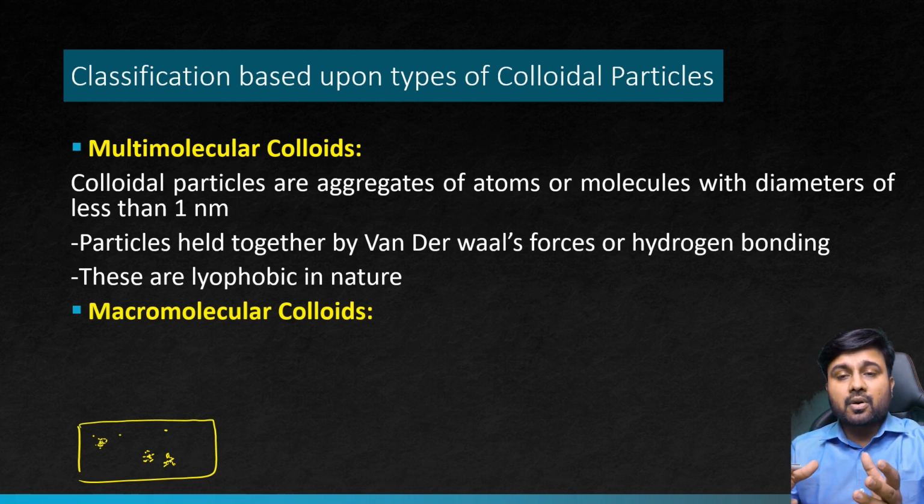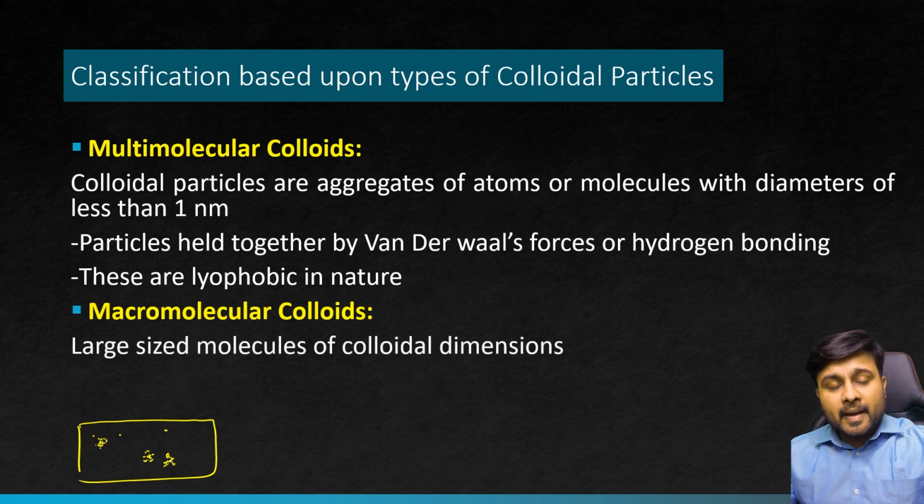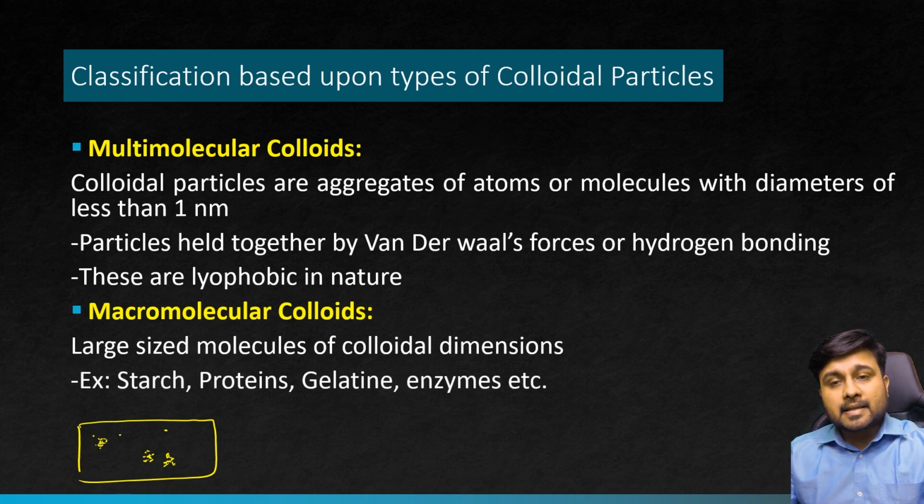So which large molecules would these be? Maybe polymers like starch, gelatin, etc. So when we talk about starch, gelatin, these are macromolecular colloids. So what makes them different? In multimolecular colloids, we have particles held together by van der Waals forces or hydrogen bonding, and these make the multimolecular colloids a little bit lyophobic in nature. So they basically hate their medium. Whereas macromolecular colloids have particles like starch, gelatin, and various enzymes. They are lyophilic in nature. So this is the main difference.